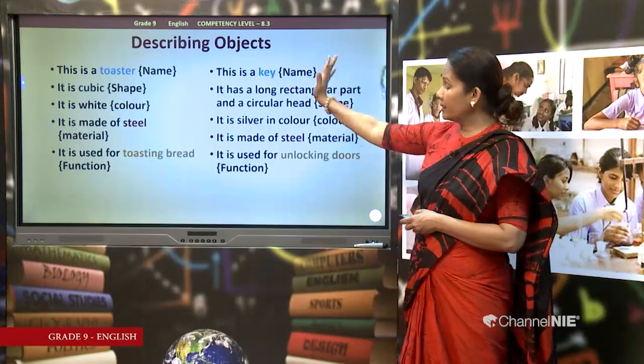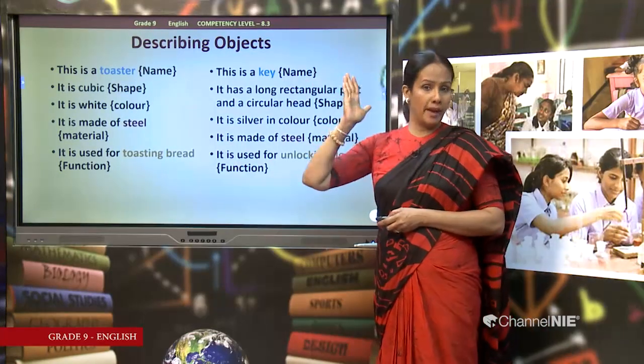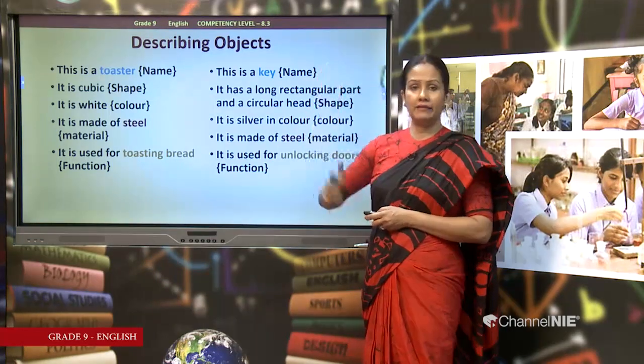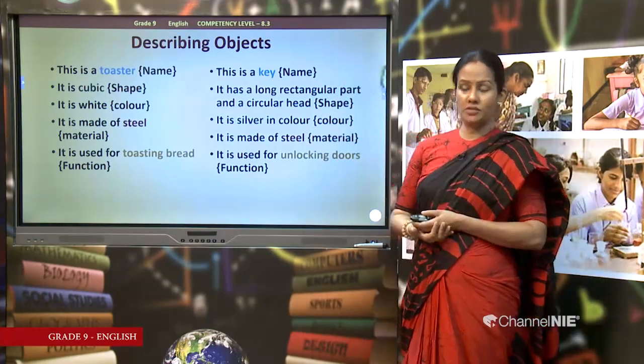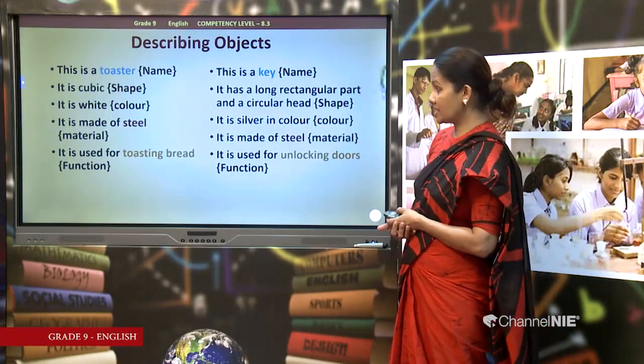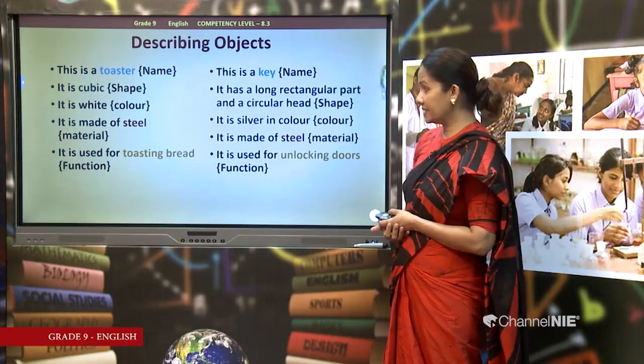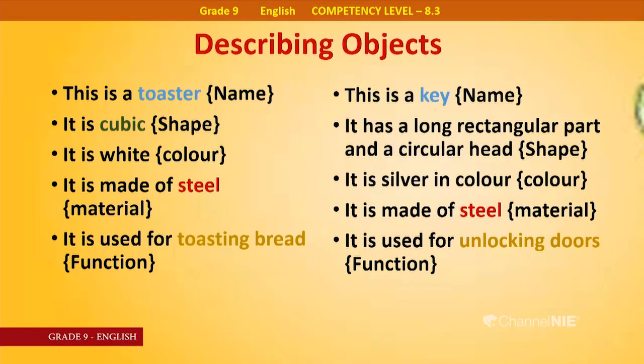So, here now you have to have a mind map. I am going to describe an object, you have to in your mind have a mind map about this object. This is a toaster. It is cubic, it is white, it is made of steel. It is used for toasting bread. So, we are talking about a toaster, a white color toaster. We are using it for baking or toasting bread. So, likewise we will move on to the next object.